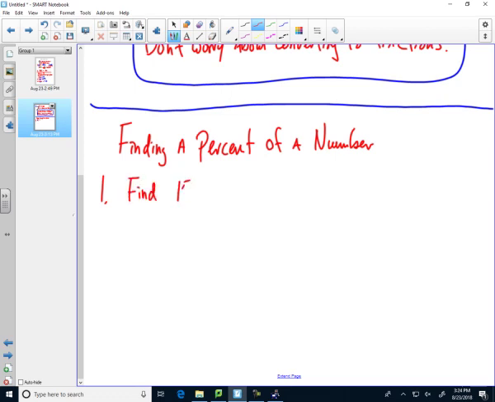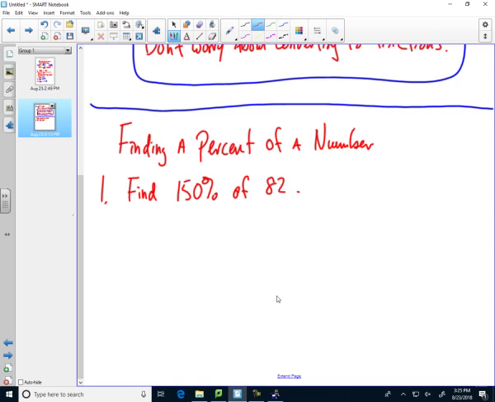Number 1. Find 150% of 82. Okay. Well, 100% of 82 is what? 82, isn't it? So it's not going to be possible to directly multiply 150 times 82, is it?